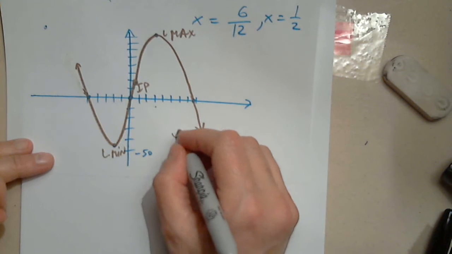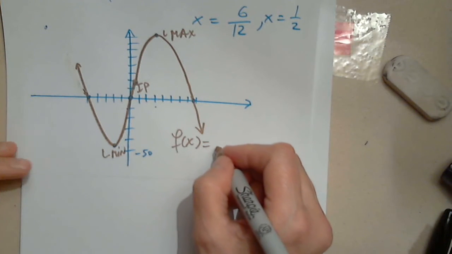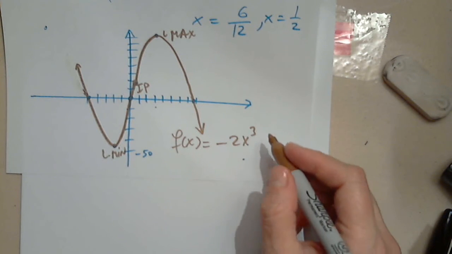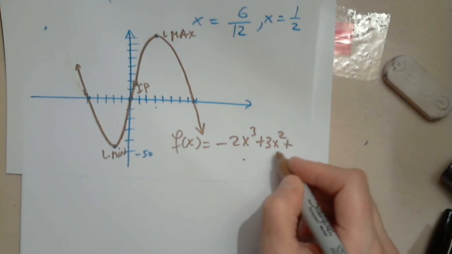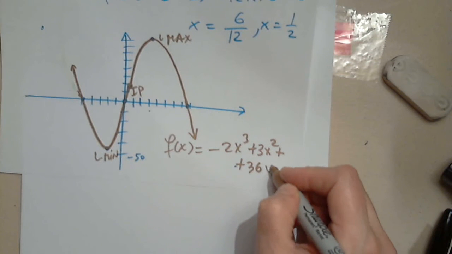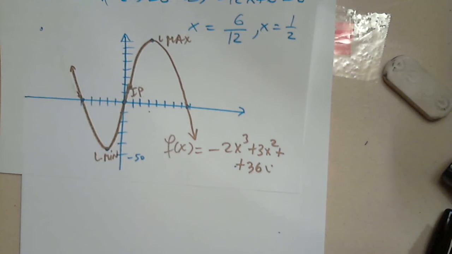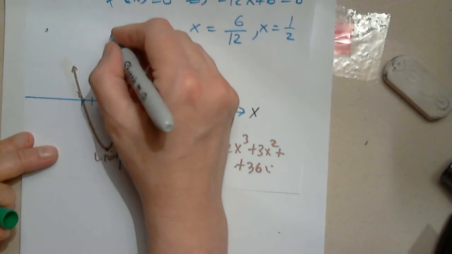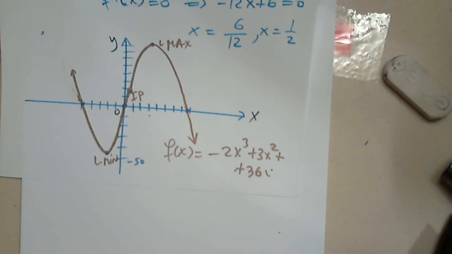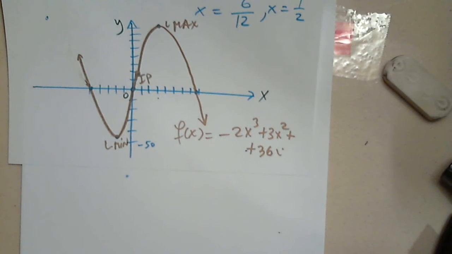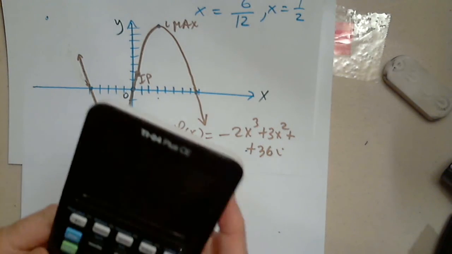So this is our function f of x. Of course, I forgot what it was. Negative 2x cubed. What was it? Plus 3x squared and plus 36x. Am I recording? I am. So in case you want to see this with the graphing calculator, I assure you the graphing calculator will not tell you where the inflection point is, but you know what it is.